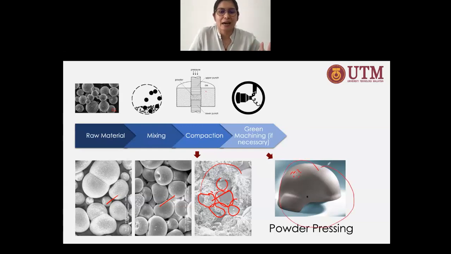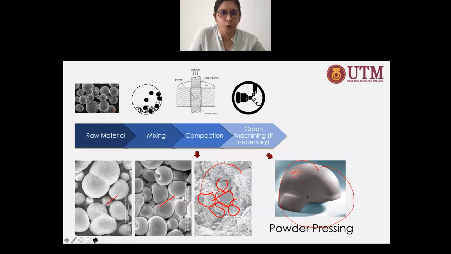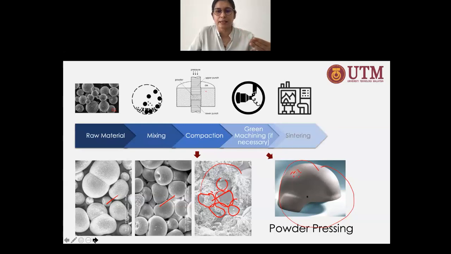Okay, so those are the properties of the materials that we need for the heat shield. So from there, do you think we can use metal for this? That's my question.